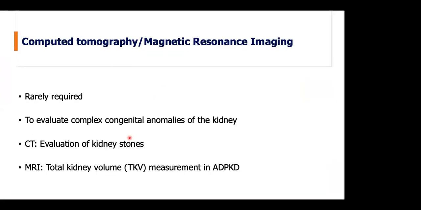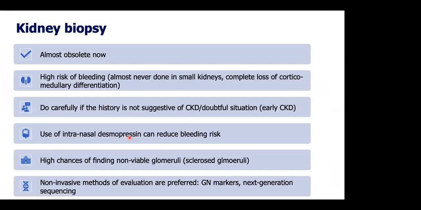Rarely we would also do computed tomography or magnetic resonance imaging. These are helpful to evaluate complex congenital anomalies. For kidney stones, CT is definitely helpful. And MRI, mostly in adolescents or early adults, we would do a total kidney volume measurement in ADPKD, where the role of one of the drugs, tolvaptan, comes into the picture.